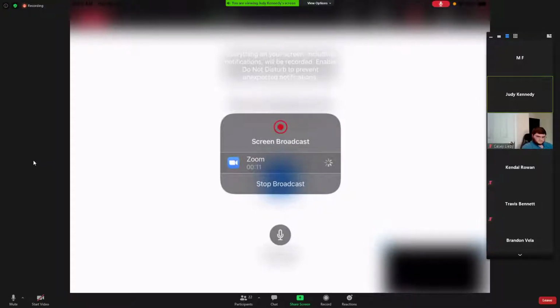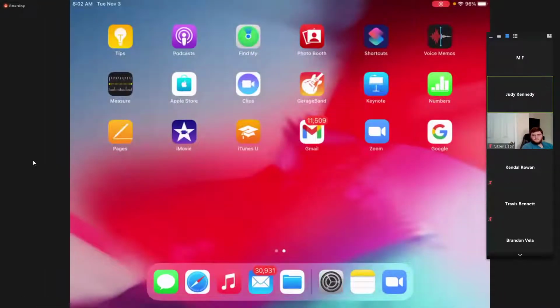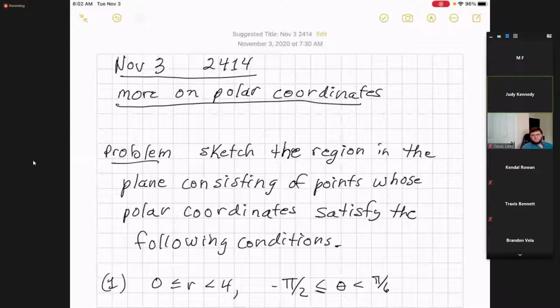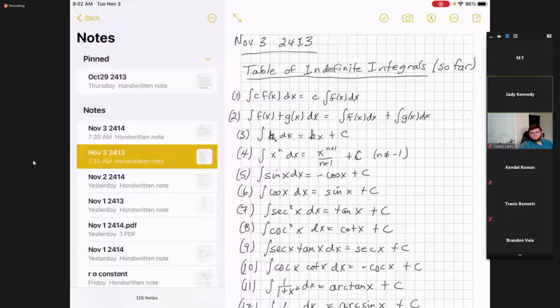Integral some more. Okay, let's see. There we go. All right.